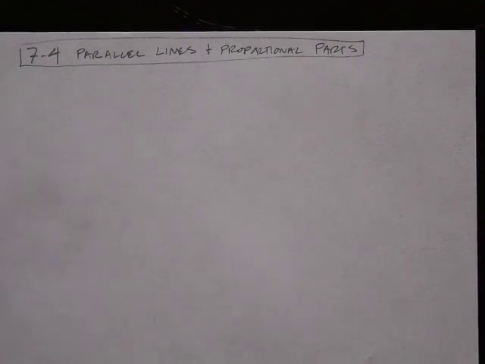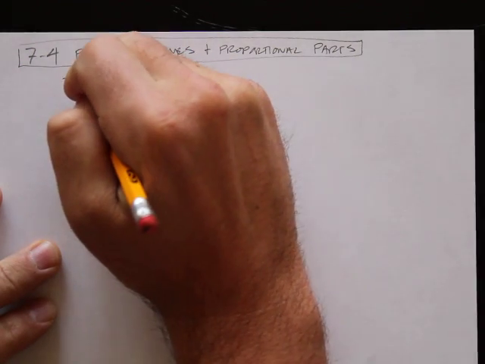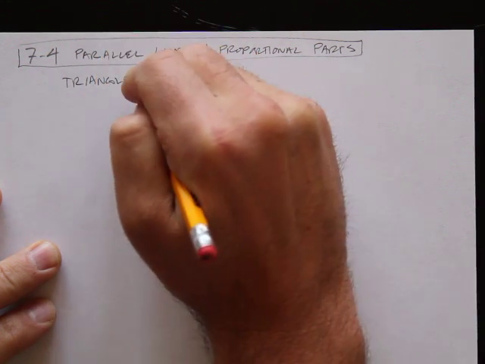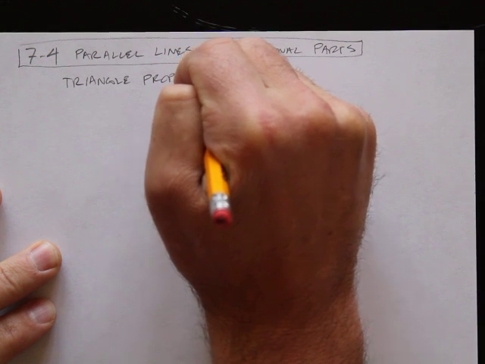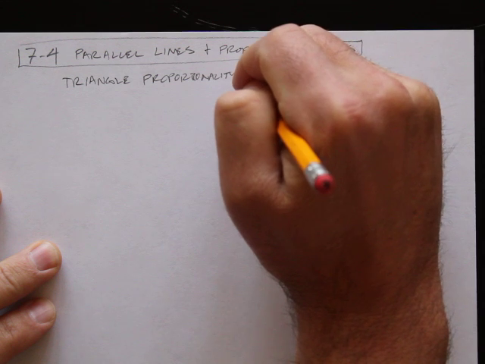Geometry 7-4, parallel lines and proportional parts. We're going to start with a theorem here, the triangle proportionality theorem.